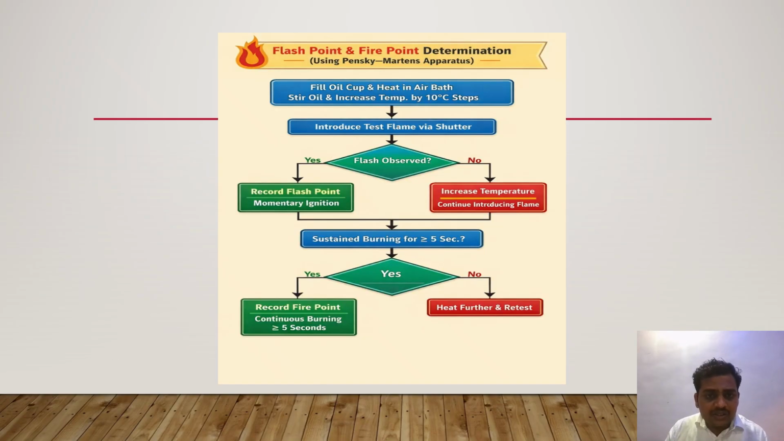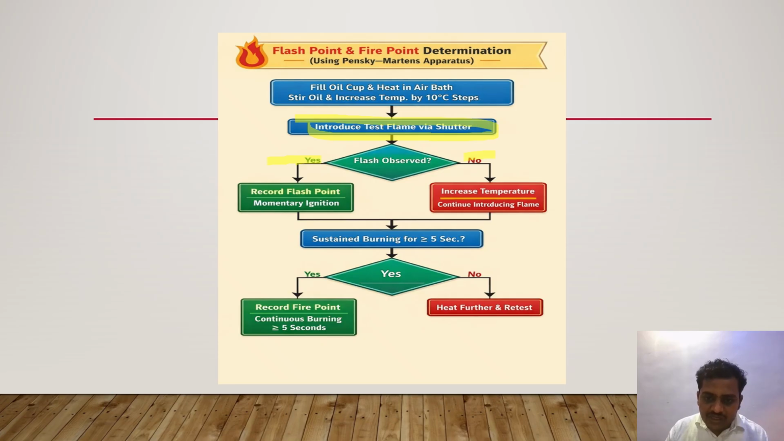So here's the summary: flash point and fire point. We have to fill the oil cup, heat the air, stir the oil, and increase the temperature by 10 degrees Celsius in every step. Then we introduce the test flame via the shutter. If the flash is observed, we record it as the flash point. Flash point means momentary ignition takes place.